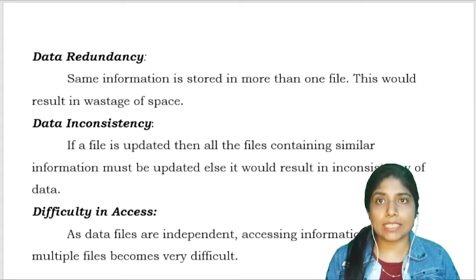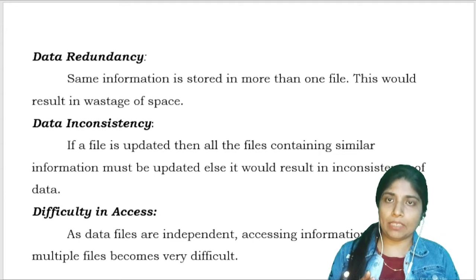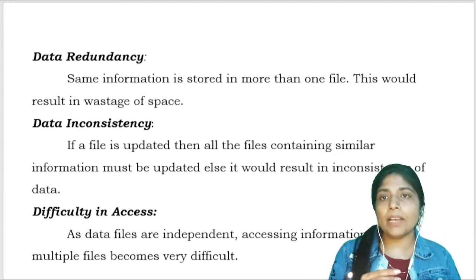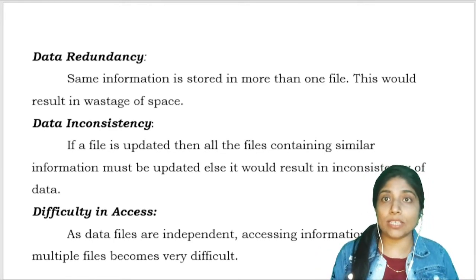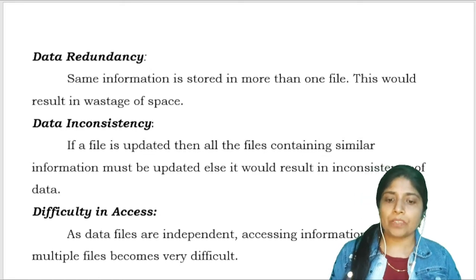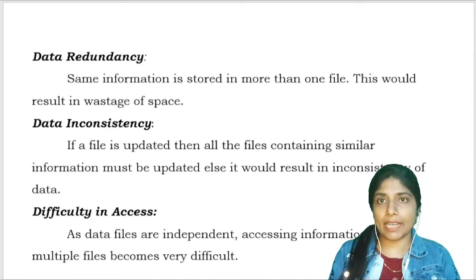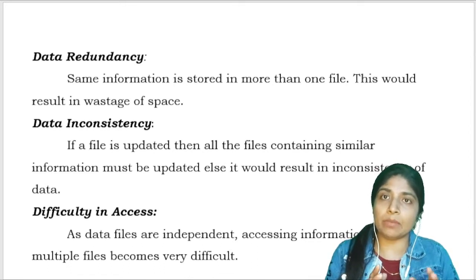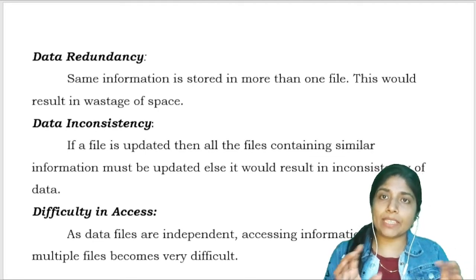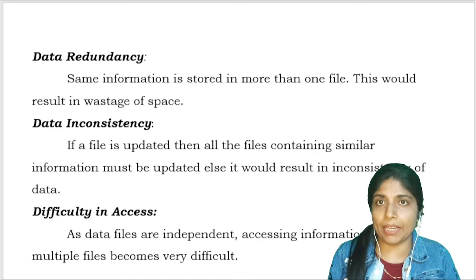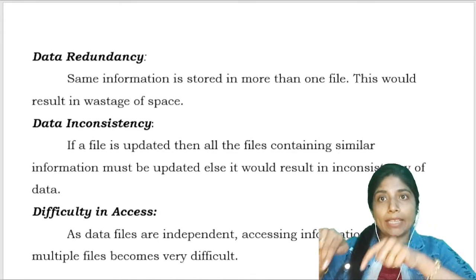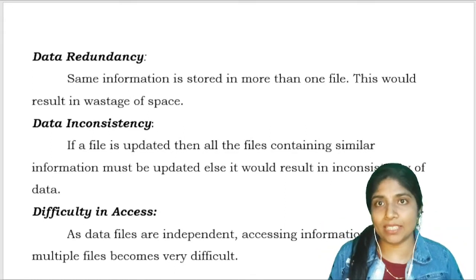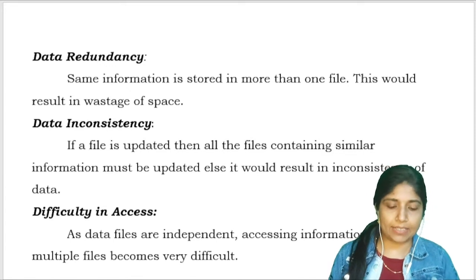Now data inconsistency. When we store tables in different places, sometimes we update the table in one place and we forget to update in other places. This causes data inconsistency. Now, difficulty in access. Suppose you are dividing the table into smaller tables, and you are saving all these tables together in the memory. Now at the time of retrieval, when you want to retrieve the data, what happens? Your data has to be picked up from different tables. This causes some difficulty in access.